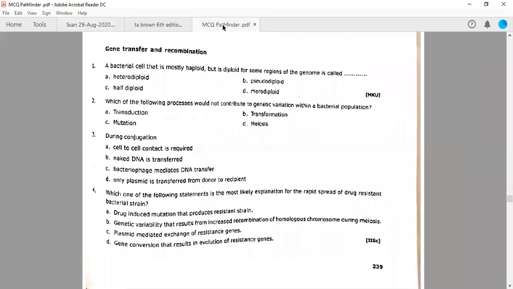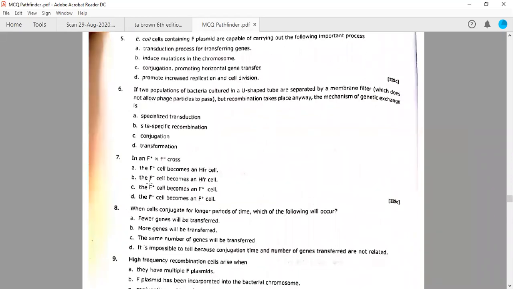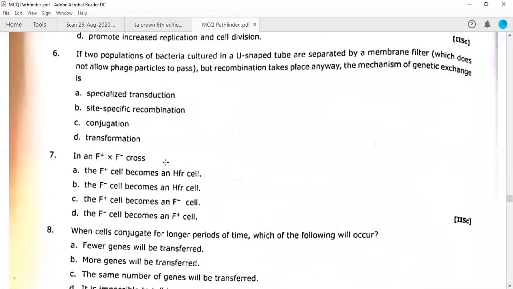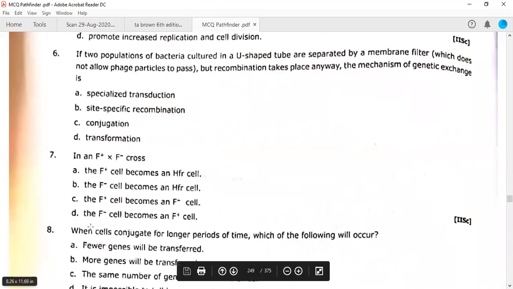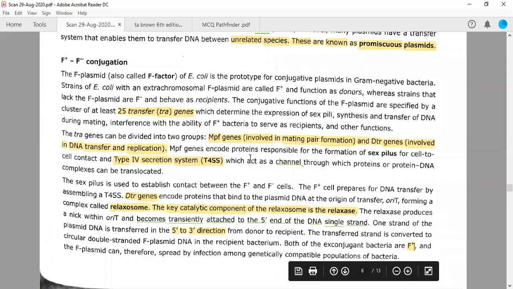So I also bring some questions in today's class, on gene transfer and recombination. This has been asked in IISc. Okay, so if an F positive and F negative cross takes place, what will happen? Obviously, this F negative cell will become an F positive cell, right? This type of simple question has been asked in different examinations, as you can find in these questions. So today we will also do some MCQs, right?